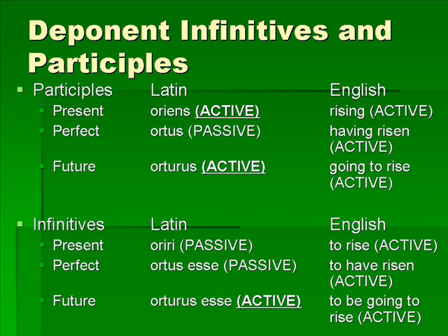Participles and infinitives of deponent verbs are not always in the passive form in Latin, but they are always translated actively in English. The exceptions are the present participle, the future participle, and the future infinitive, which are active in both Latin and English. Remember, all forms of deponent verbs are translated actively in English.